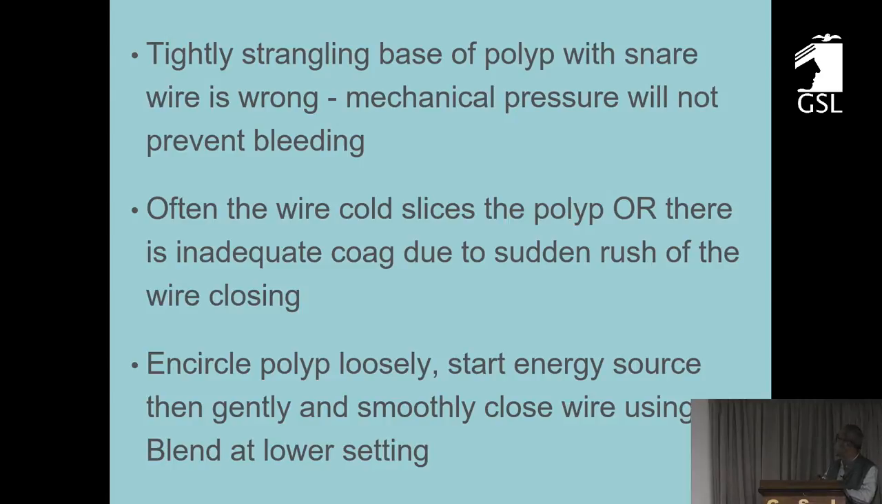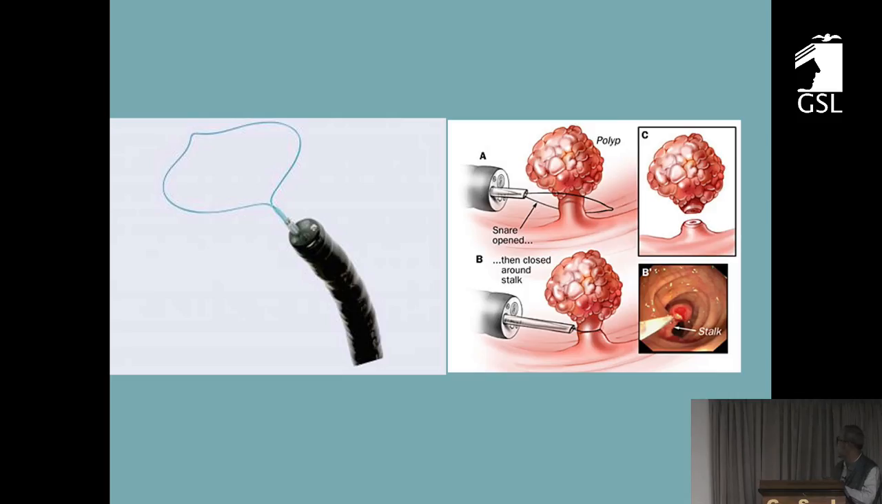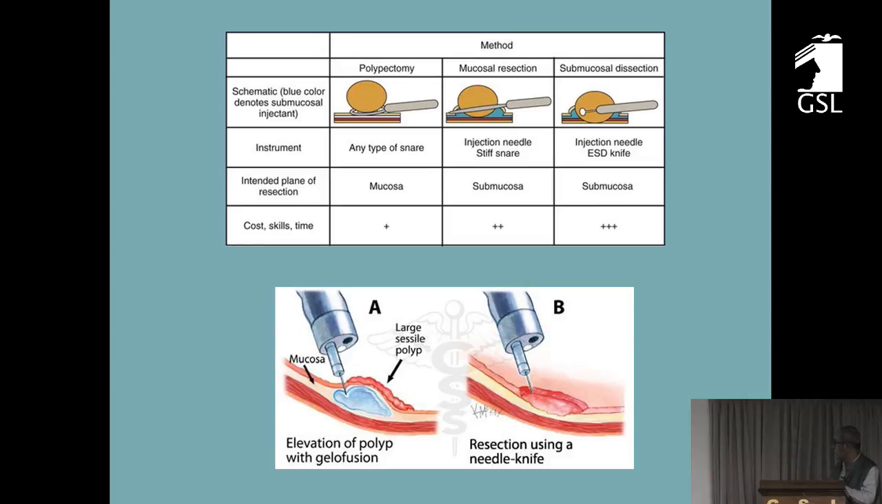Tightly strangling the base of the polyp with snare wire is wrong. Mechanical pressure will not prevent bleeding. Often the wire cold slices the polyp, or there is inadequate coag due to sudden rush of the wire closing. You suddenly pull it and it just closes before you realize anything. Encircle the polyp loosely, start energy source, then gently and smoothly close the wire using blend at a lower setting. So that is the snare. You must have used it, seen it now. Just snare it, gently close it, and then apply the energy source. And in a sessile polyp, you elevate the polyp with a gel injection and you do a resection using a needle knife.